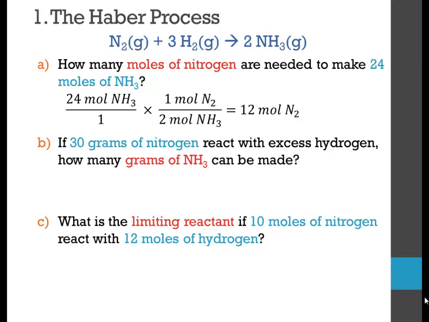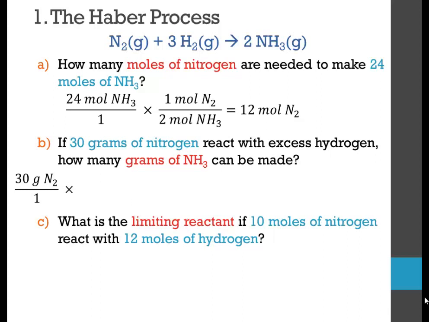So this is going to be similar to the last problem, except instead of starting with moles, we're going to start with grams. The other thing I want to point out here is that it says excess hydrogen. That simply means that I have enough hydrogen to use up all 30 grams of that nitrogen. So we'll start with 30 grams of nitrogen, our given, over 1. Anytime that you are given something that isn't in moles, your first step is to convert it into moles.